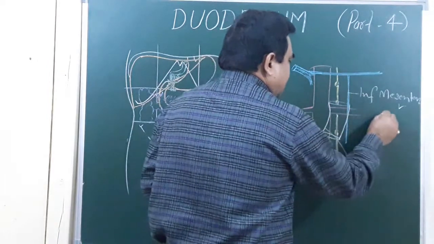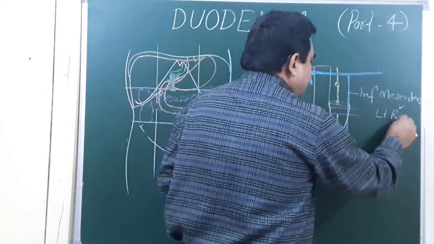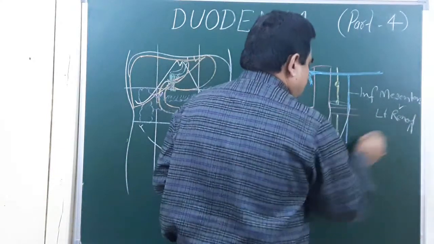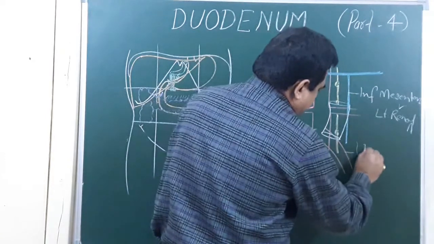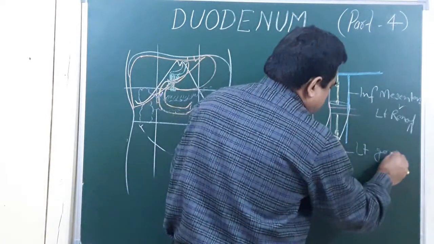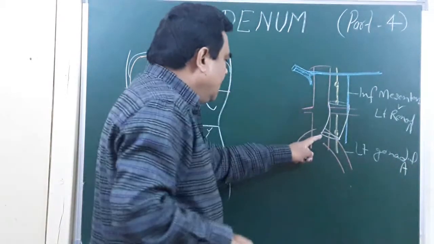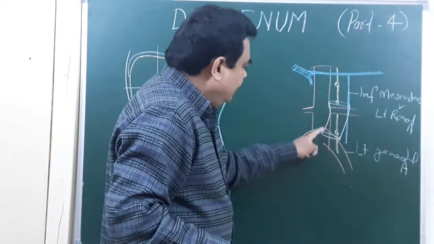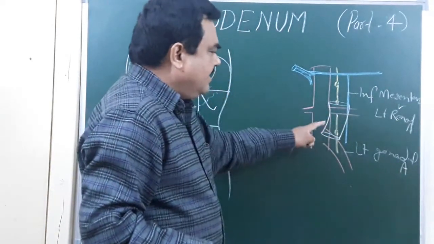Here is the left gonadal artery, left renal artery. Here is the left gonadal artery. This is left, and this is abdominal aorta. So these structures are related posteriorly.